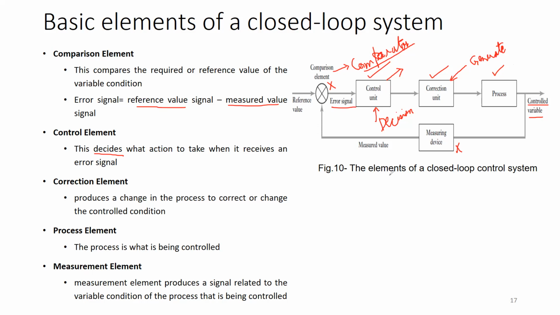Then the measurement element, which is the feedback element, produces a signal related to the controlled variable condition. Now the value we have controlled after the error, it will measure and inform the comparison element. So these are the 5 basic elements of a closed loop control system: a comparison element, a control element, a correction element, a process element, and a measurement element.